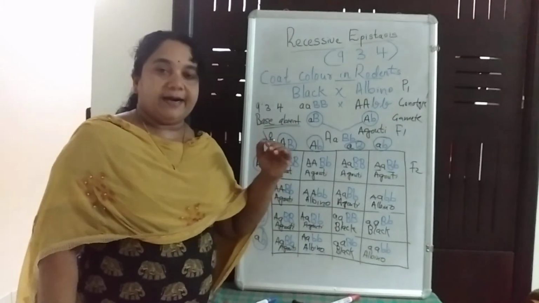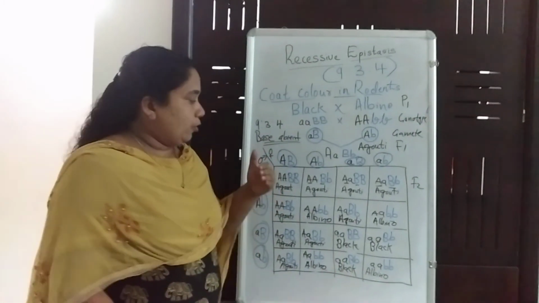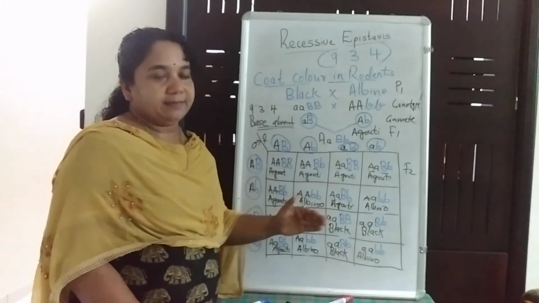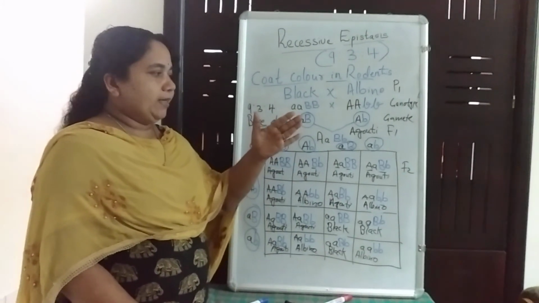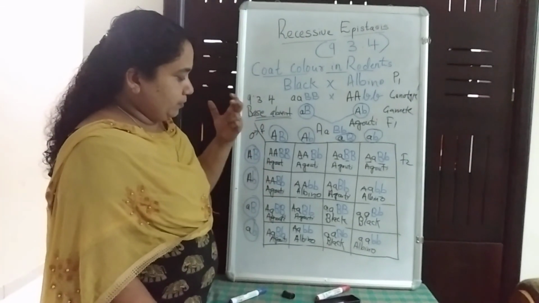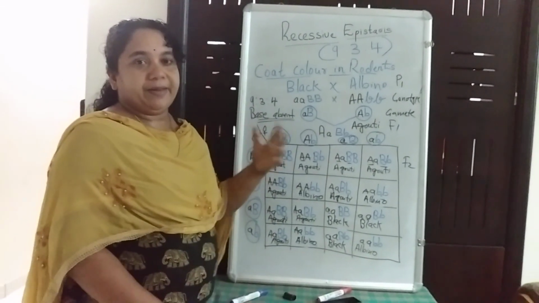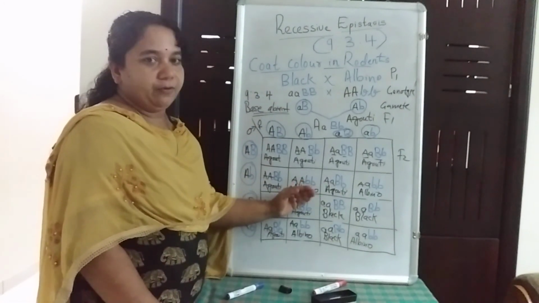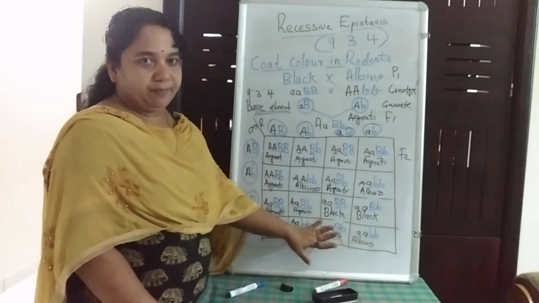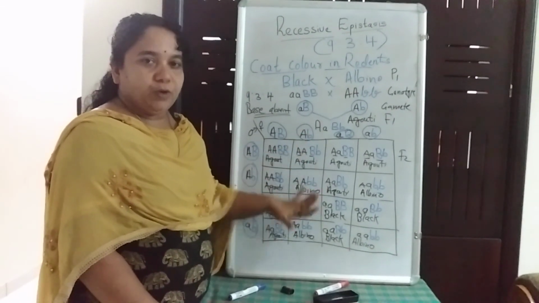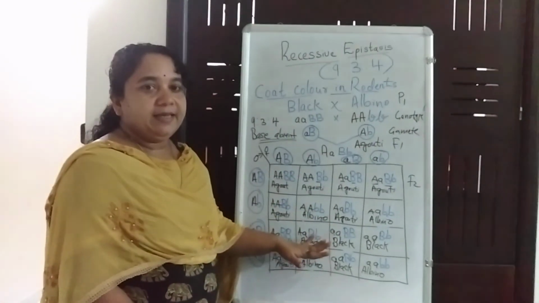So do not memorize this checkerboard writing or something like that. You have to understand and study well. So in order to avoid memorizing the topic, I changed the position of black to albino and albino to black, so that you can write which gene is the modifier or which gene is the base gene.